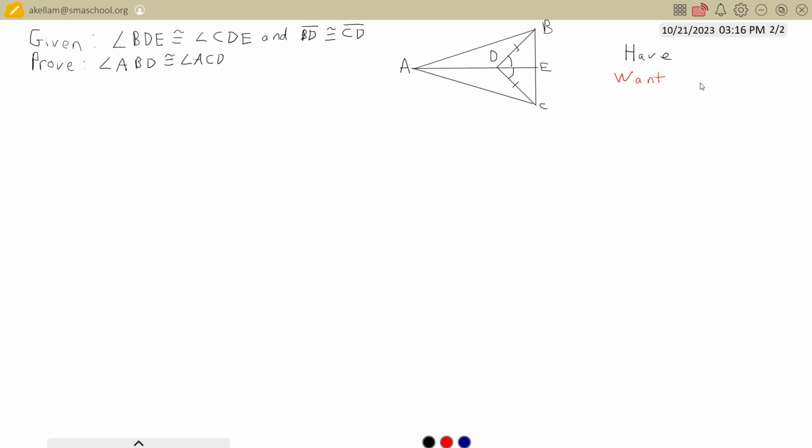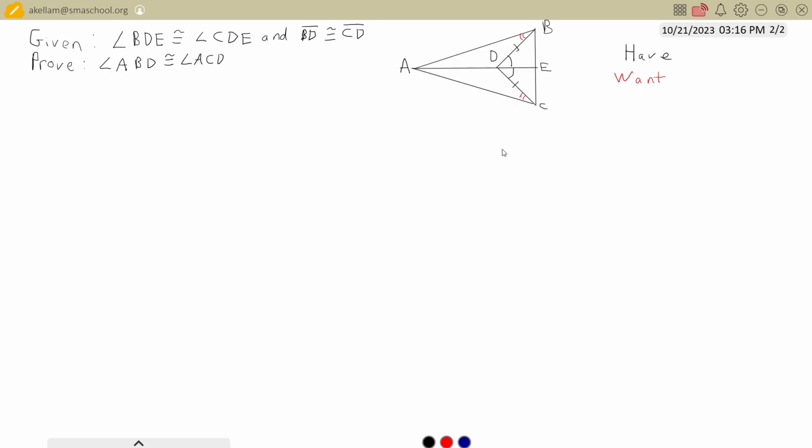Now, what I want, and I'll mark this with 2, is angle ABD and the angle next to it, those two angles there, congruent to each other. That's what I want to prove ultimately.